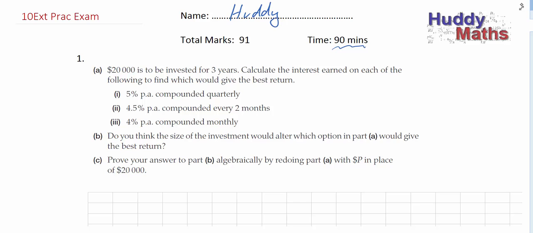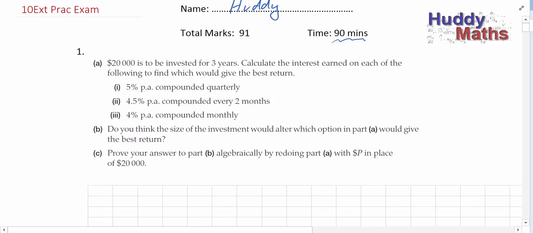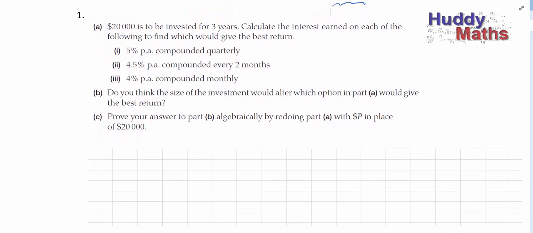Okay, so here we are. $20,000 is to be invested for 3 years. Calculate the interest earned on each of the following to find which would give the best return. Okay, so we need to write down the formula for this one now.